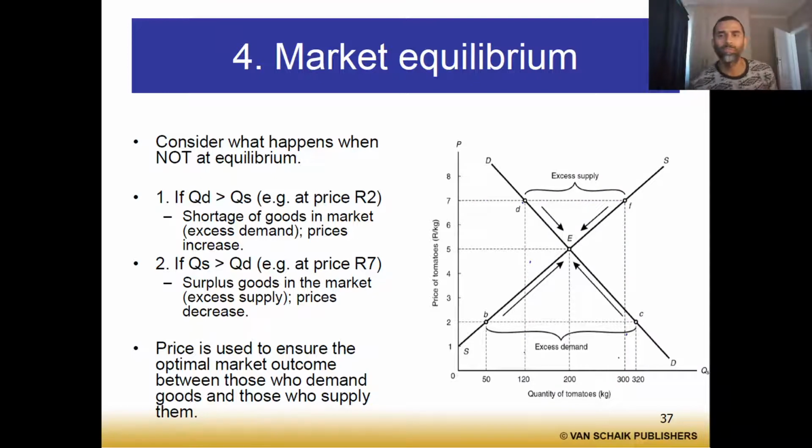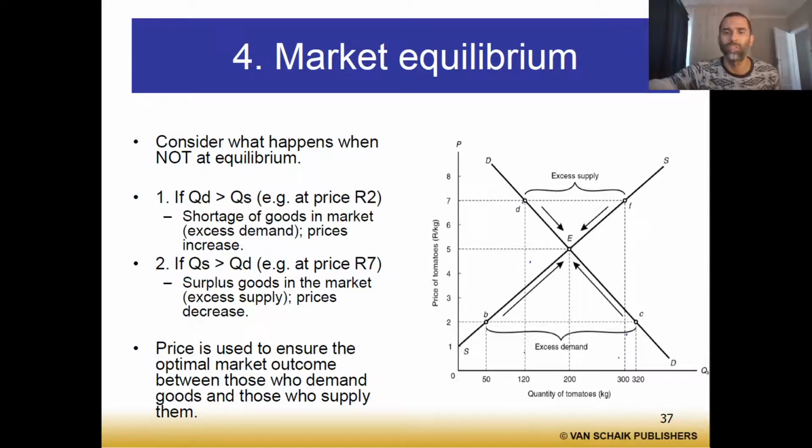Now, that is not the end of the story. In fact, if the market is well functioning, meaning that prices are flexible, individuals or households and firms respond to incentives, we would expect the situation to change. In fact, we would expect the price and quantity to move towards the equilibrium level.